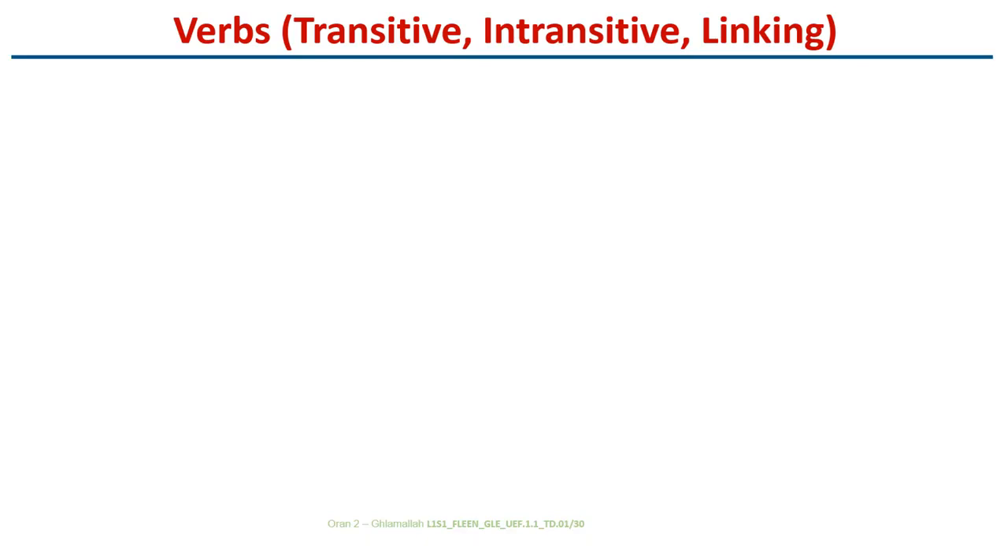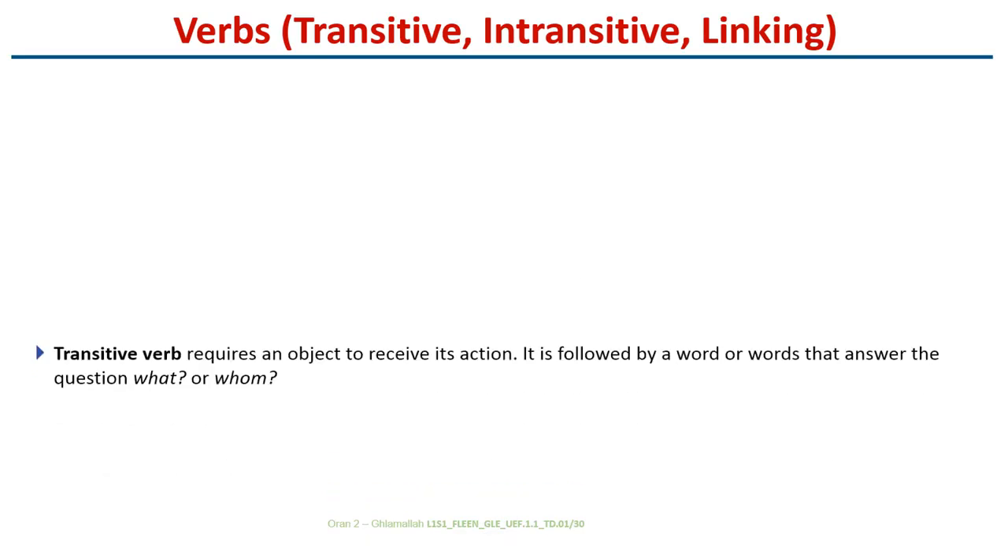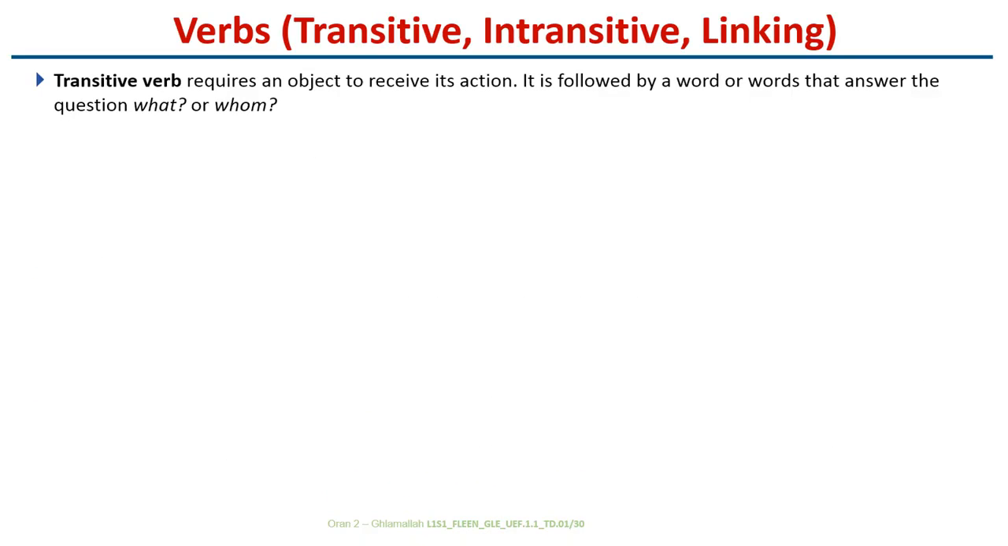Verbs can also be divided into 3 other main categories: transitive, intransitive, and linking. A transitive verb requires an object to receive its action. A transitive verb is an action verb that is followed by a word or words that answer the question what or whom. For example, Martha ate the sandwich.